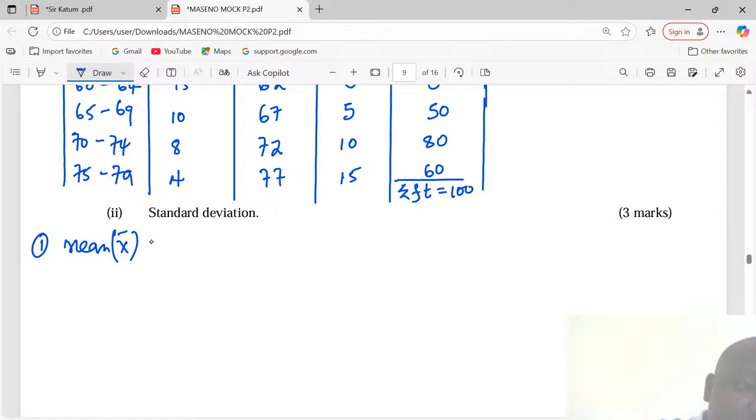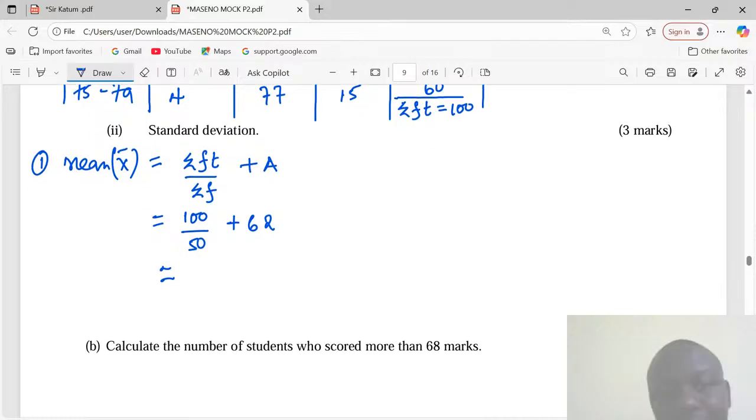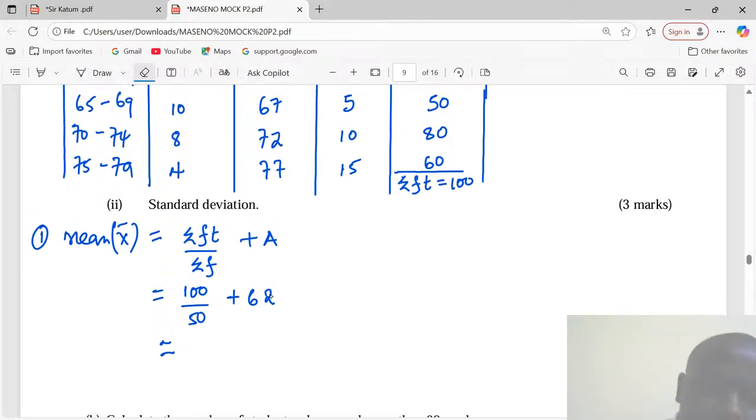Mean is going to be given by the summation of f of t over summation of f. Then we add the assumed mean. So this shall be 100 out of 50 plus assumed mean 62. Let me confirm before I just compute this.